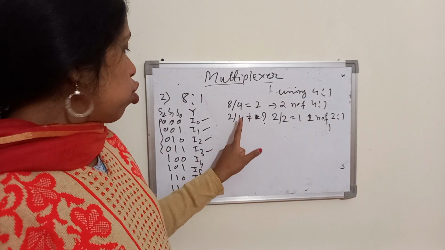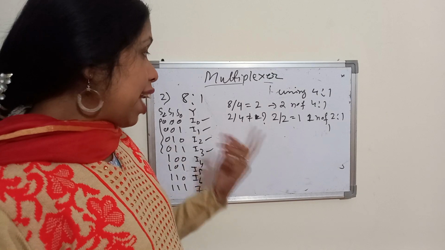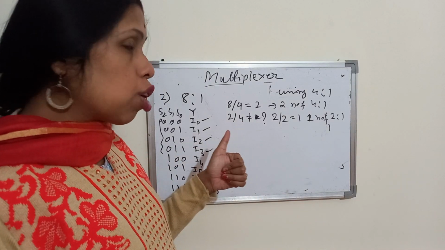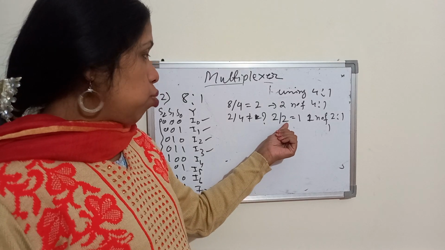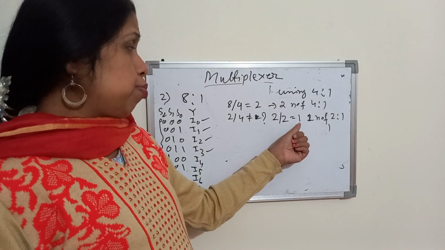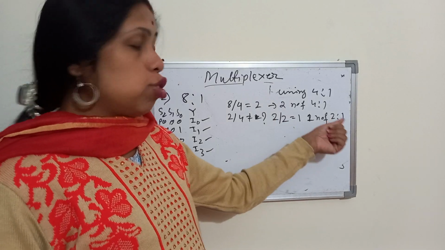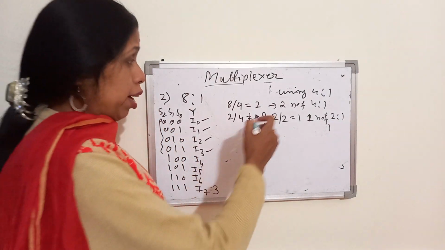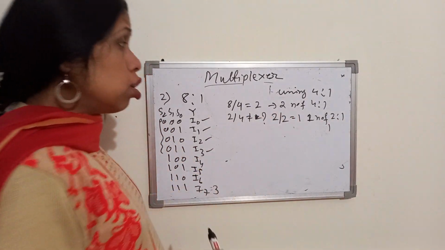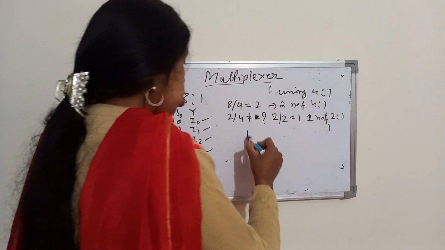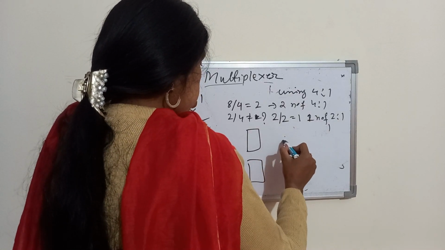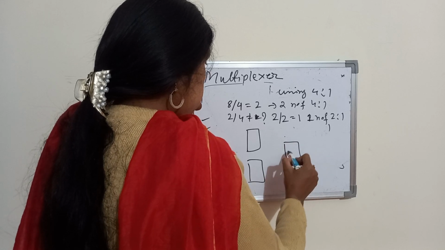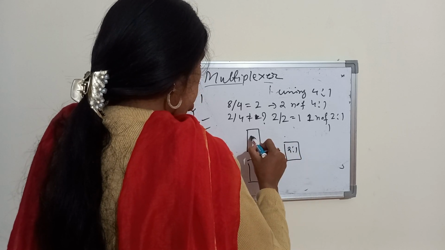Again this 2 cannot be divided by 4. So what is the next lower mux? 2 to 1 is the next lower mux. So I am dividing 2 by 2, and the result I got is 1. That means 1 number of 2 to 1 mux is required. In the first step I got 2, so that's why 4 to 1 I am putting here, and 2 to 1 here.